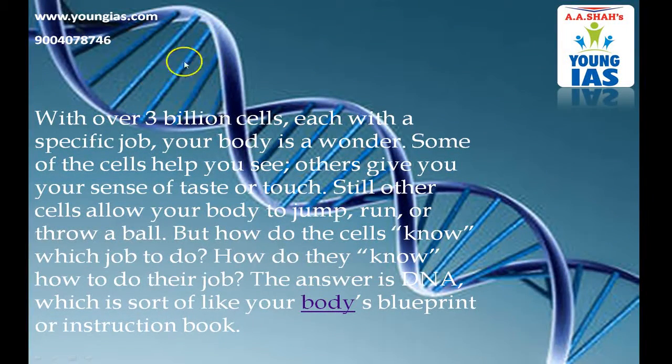With over 3 billion cells, each with a specific job, your body is a wonder. Some of the cells help you see, others give you a sense of taste or touch. Still other cells allow your body to jump, run or throw a ball. But how do the cells know which job to do? How do they know how to do their job? The answer is DNA, which is sort of like your body's blueprints or instruction book.